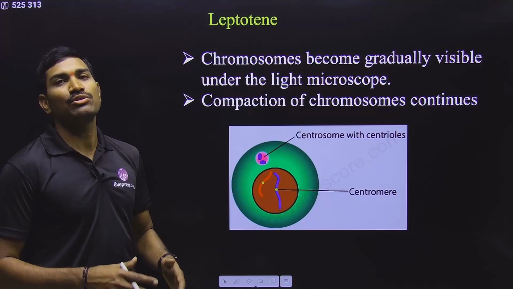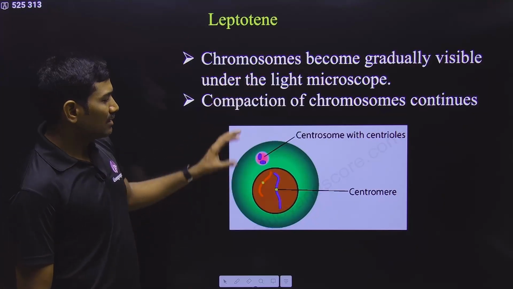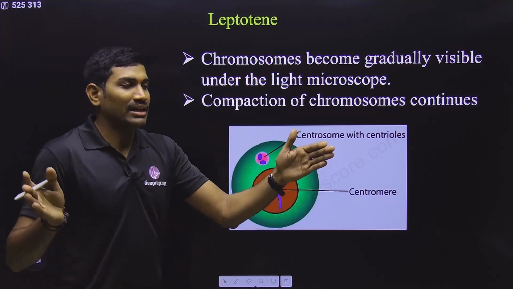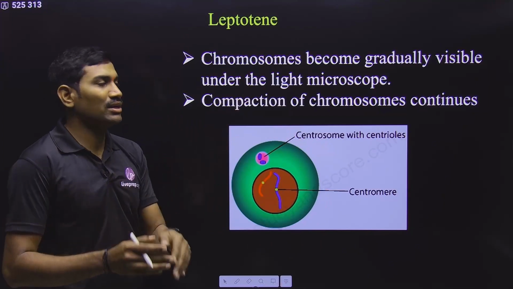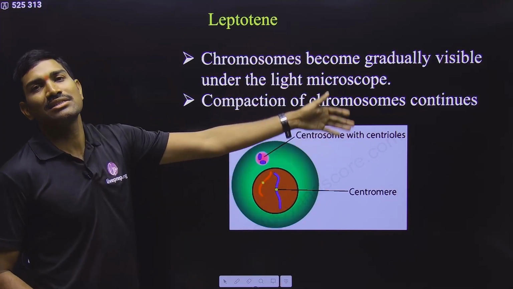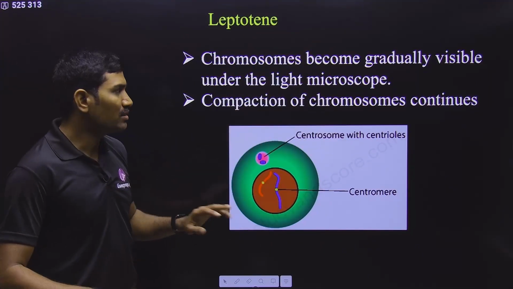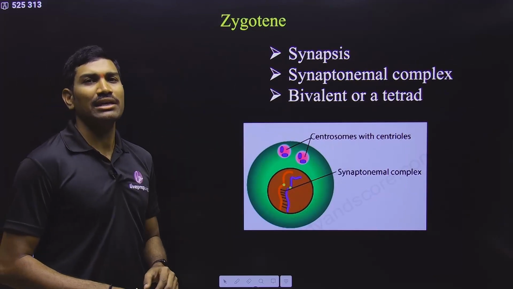Now let us go with the leptotene. It is the first phase. So here condensation will begin. Condensation of chromosomes beginning means you can start visualizing these under the microscope. Clear.